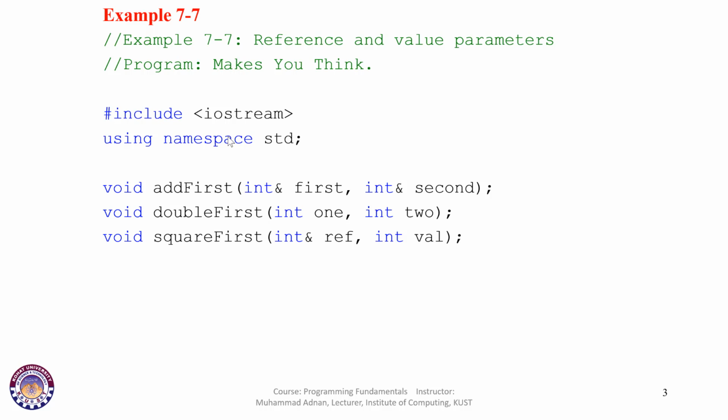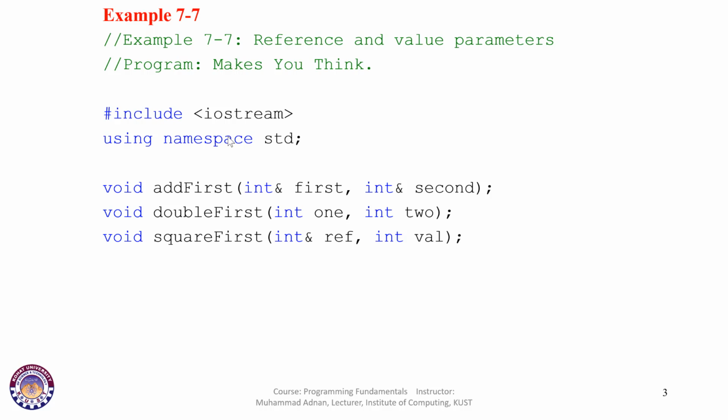In addFirst function, we are passing the references. So both variables are passed as reference, which means that the first and the second variable will have their address passed whenever the add function is called. And then in the doubleFirst function, we are only passing the variable values. So we are not passing the variable addresses, we are making a copy of a variable's value.